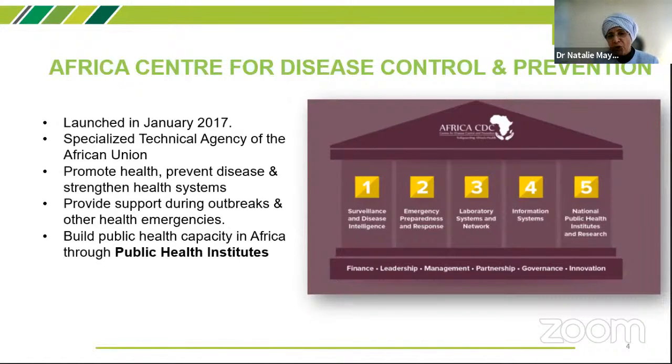And the 5 blocks that are seen on the left of the slide basically talk to surveillance and disease intelligence. And certainly this is an area where rare disease surveillance falls in. The third component is in terms of laboratory systems and networks, enabling surveillance, information systems. And the 5th one is the home of where we propose rare disease surveillance could rest: national public health institutes to conduct the surveillance and the research.